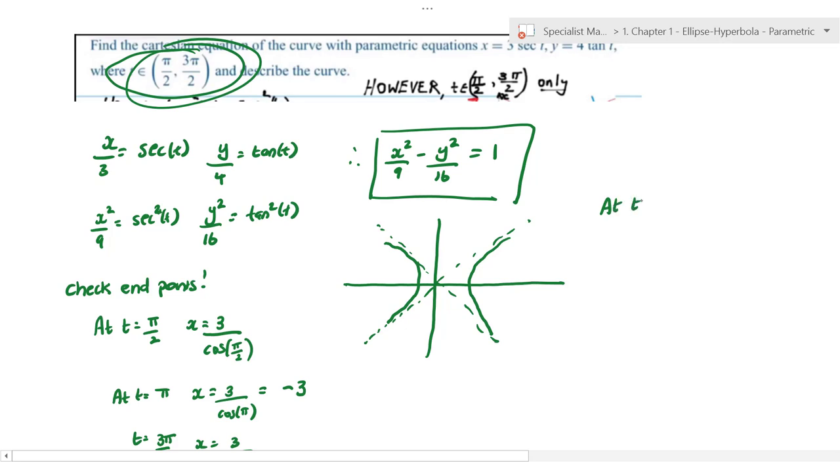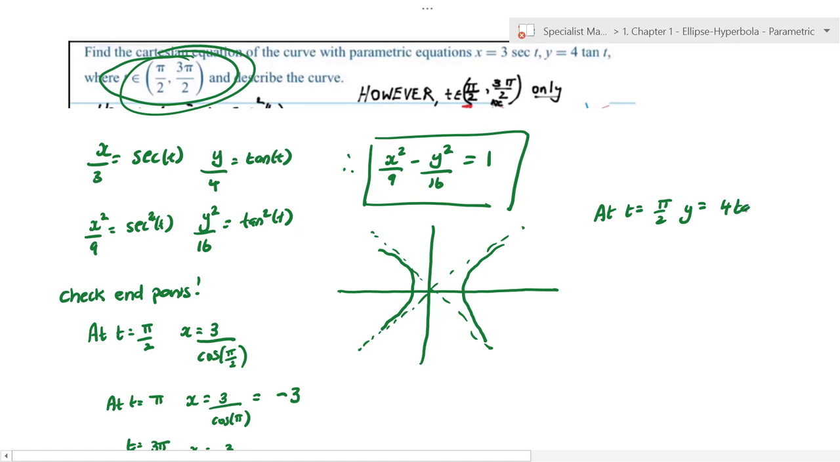At t is equal to pi on 2, y, which is equal to 4 tan t, 4 tan of pi on 2. What's tan of pi on 2? Undefined, yeah. And the same thing, tan of 3 pi on 2 would be undefined. So why don't we do at t equals pi? What are we going to have? y is equal to 4 tan of pi. Isn't that 0? Aha.